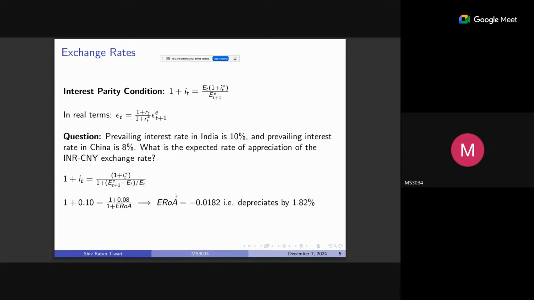So you can solve for the expected rate of appreciation using these values. Here India is your home country, so IT is 10%, IT star is 8%, and the expected rate of appreciation comes out to be about minus 1.82%. So here the INR CNY exchange rate is not appreciating, but it is depreciating by 1.82%. So I think this question is clear to you.